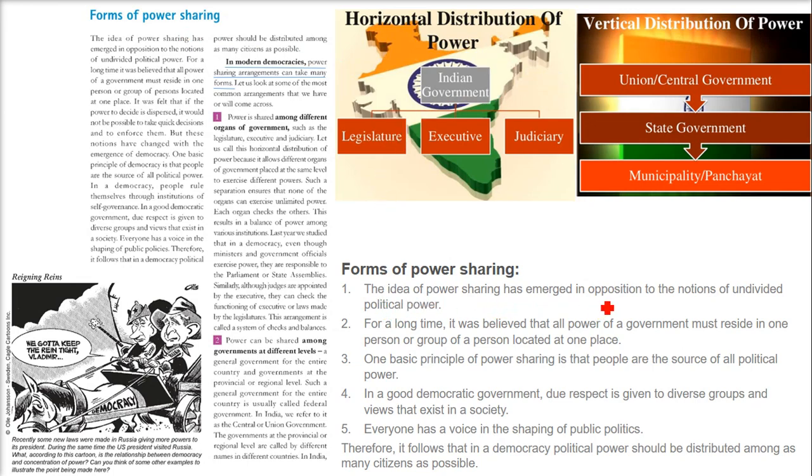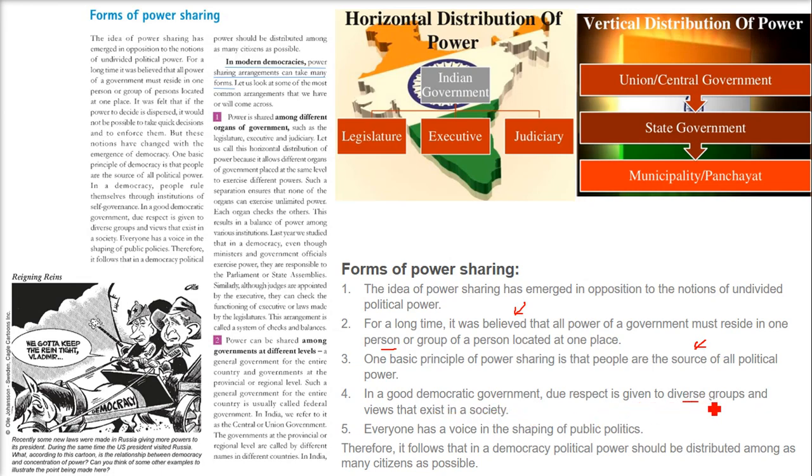First of all, the idea of power sharing has emerged in opposition to the notion of undivided political power. For a long time it was thought that the power of government should reside with one person or a group, or be located at one place. But the basic principle of power sharing is that people are the source, the soul of all political power. So everyone has to get a share.